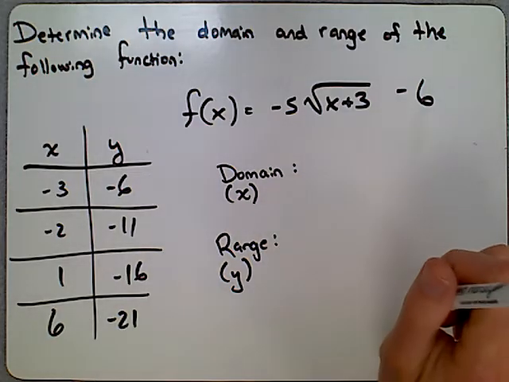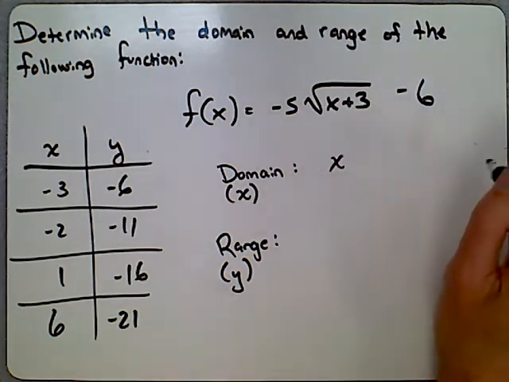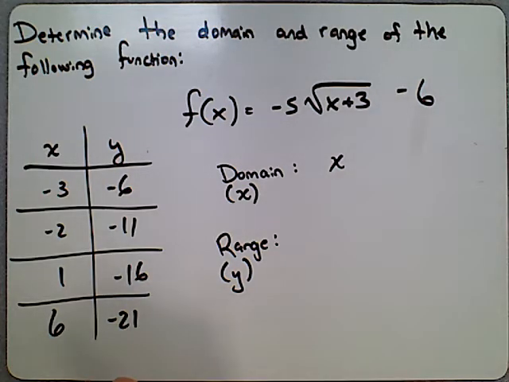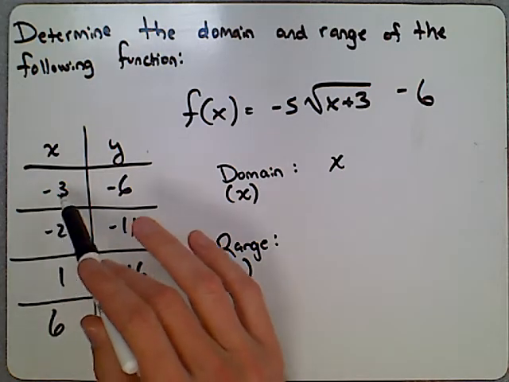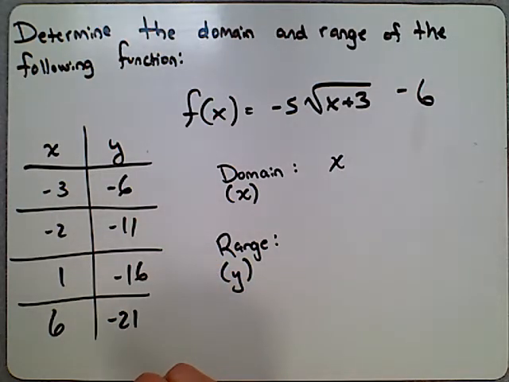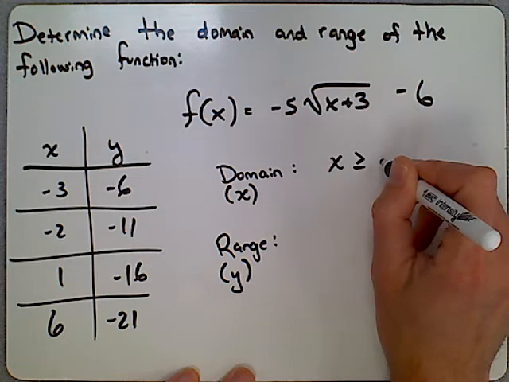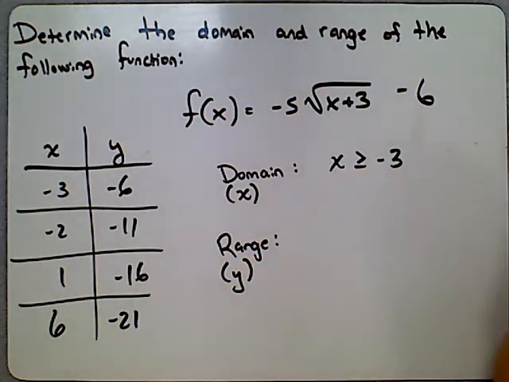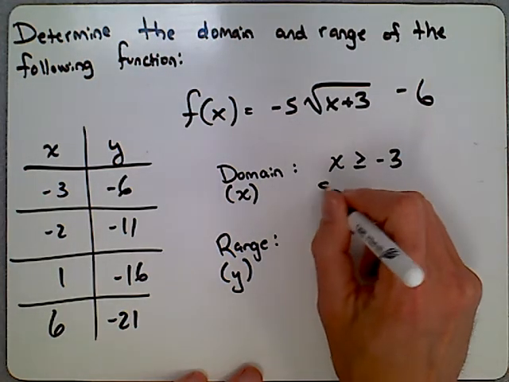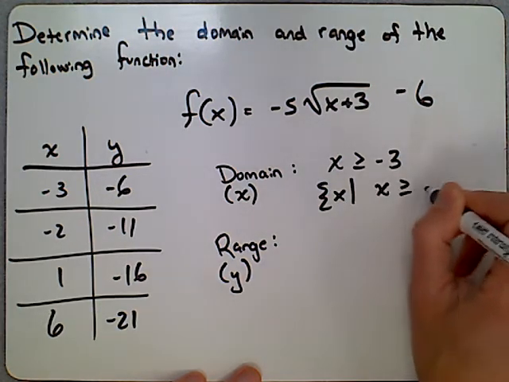The domain is the set of all x values. So your first thing you want to do is identify you've got an x here. Then you want to figure out whether or not the x values are increasing or decreasing in your table from your starting point. Our starting x value is -3, and the numbers are increasing from there. So we'll say that x is greater than or equal to -3, and that will be our domain. Then you can also write this as the set of all x such that x is greater than or equal to -3.